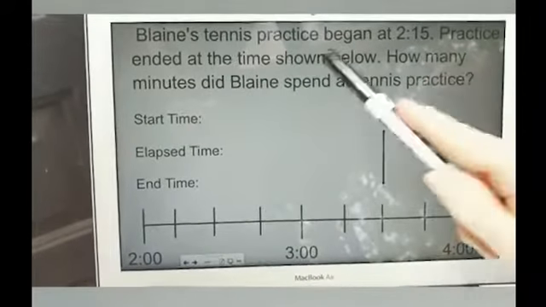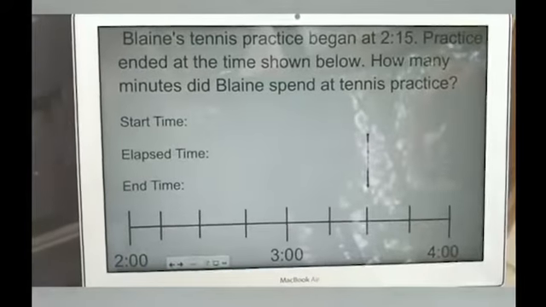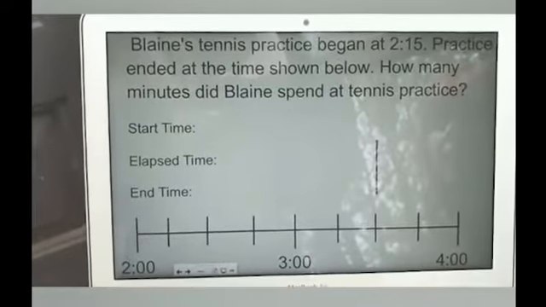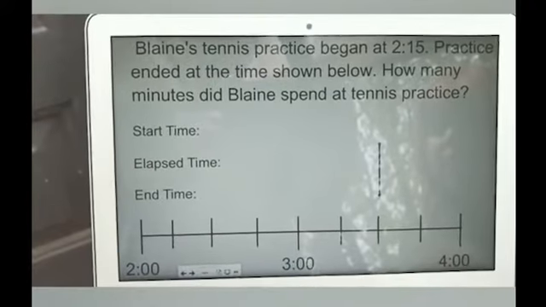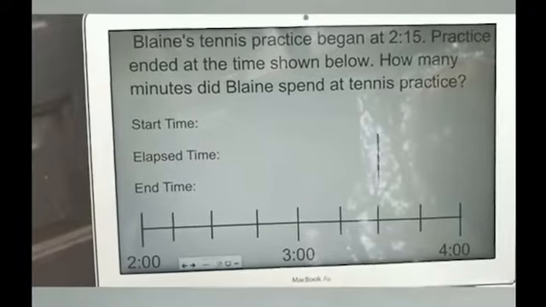Well, I'm looking for how many minutes, so that tells me my missing piece of information is the elapsed time, because I'm looking for how many minutes went by. So now I have to figure out what time that is.